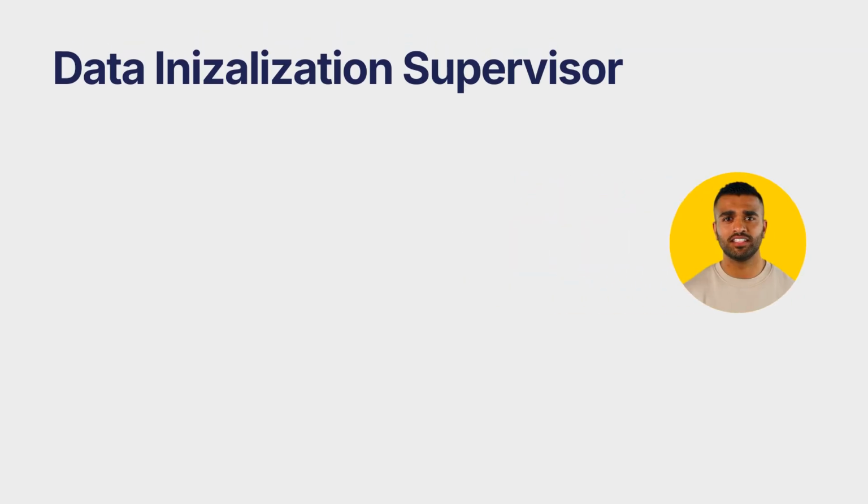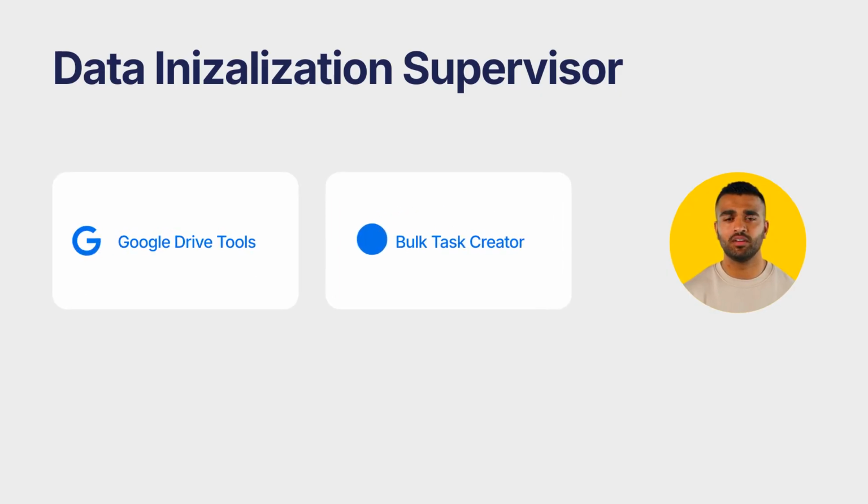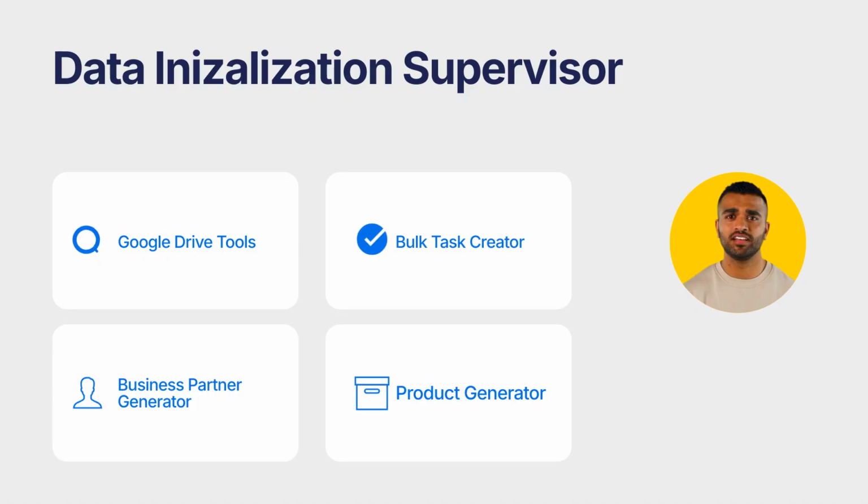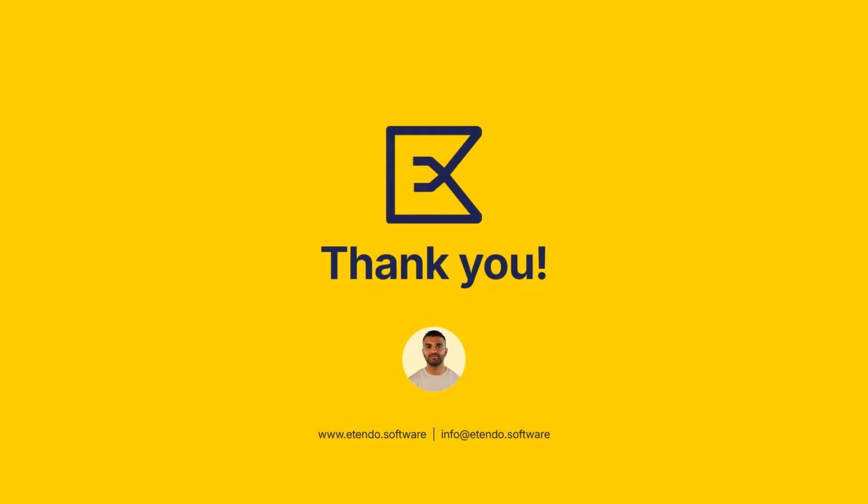In summary, the Data Initialization Supervisor agent can currently download files from Google Drive and create tasks in bulk to run specific agents. It can also use the Business Partner Generator and Product Generator agents to execute these specific data creation tasks. But remember that these are specific cases, and this agent or other agents can be expanded to handle other information. Google Drive can be a new data source for Copilot and Etendo, reaffirming the importance of integration in business ecosystems. That's all for now.